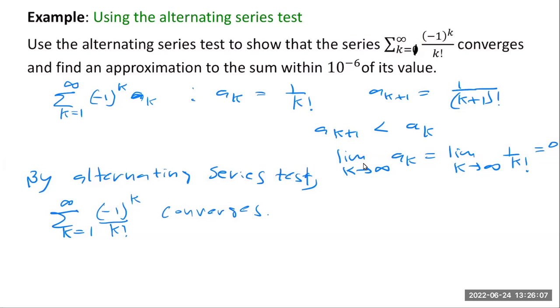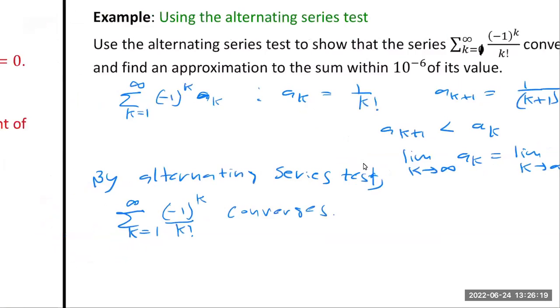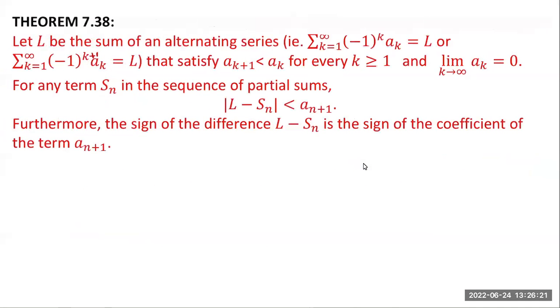Next, we are supposed to find an approximation for the sum of the series. We know that this series converges now, but we need to find an approximation for its sum. From the previous theorem, theorem 7.38, we know that the absolute value of L minus Sn is less than A n plus 1. We are going to use this theorem to find an approximation.